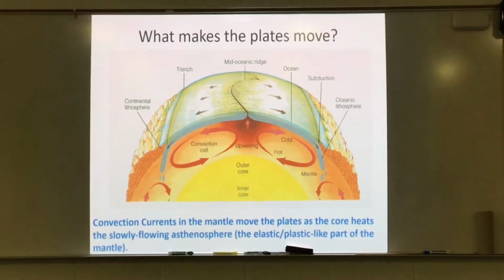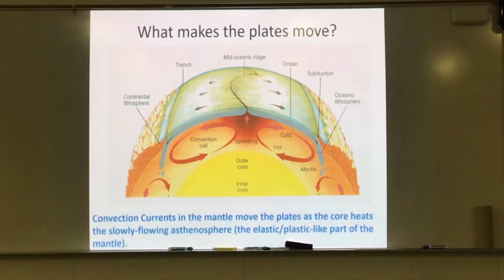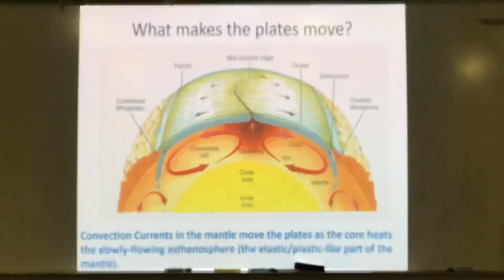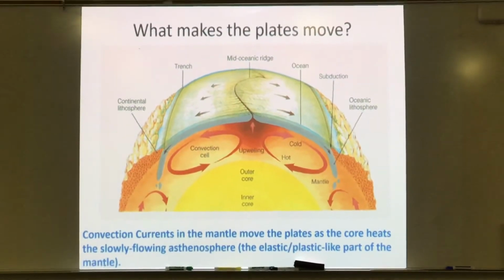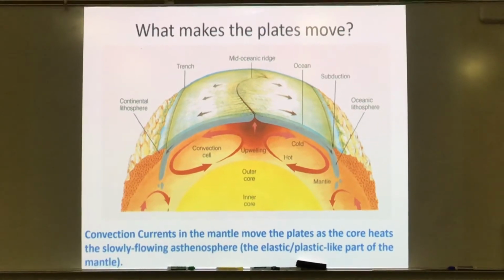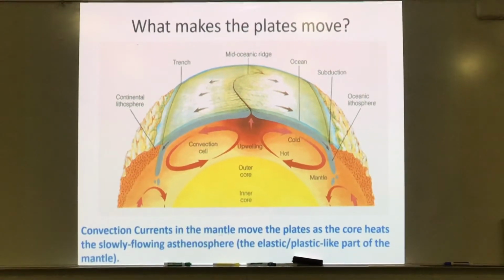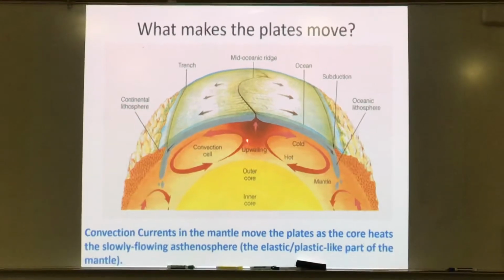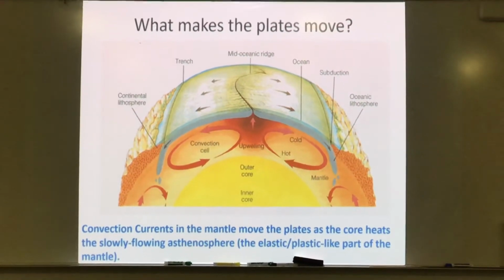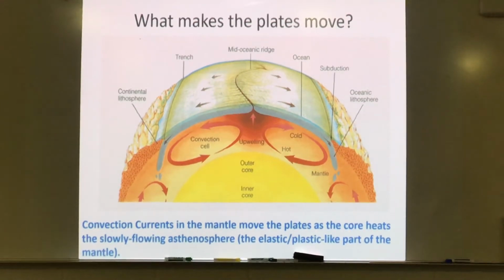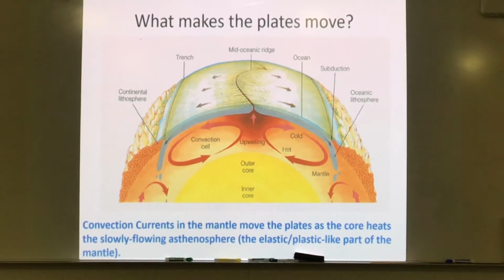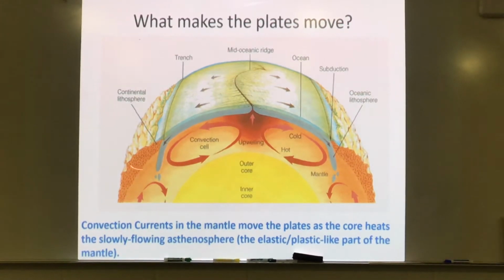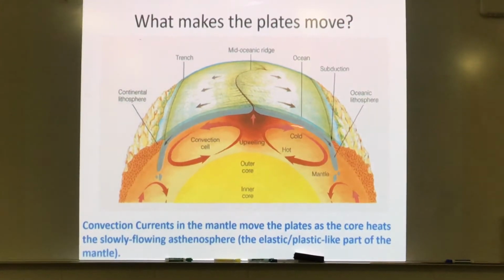What makes the plates move? You and I know there are two different types of plates. What did we say they were last week? Yes, you're right, continental and oceanic. Over here, this is showing you how the plates move. Write in your notes: how do the plates move? By convection currents or convection cells in the asthenosphere.